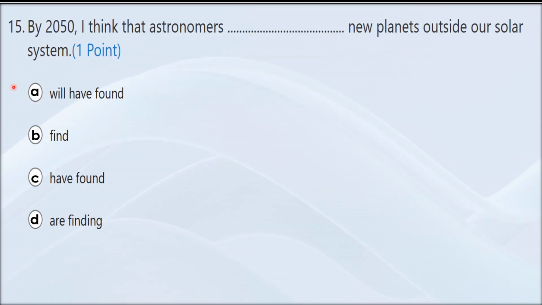Number 15. By 2050, I think that astronomers knew planets outside our solar system. Okay, so by 2050, I think astronomers will have found, find, have found, are finding. Again, we're talking about tenses. It's a future tense, but what kind of future tense?